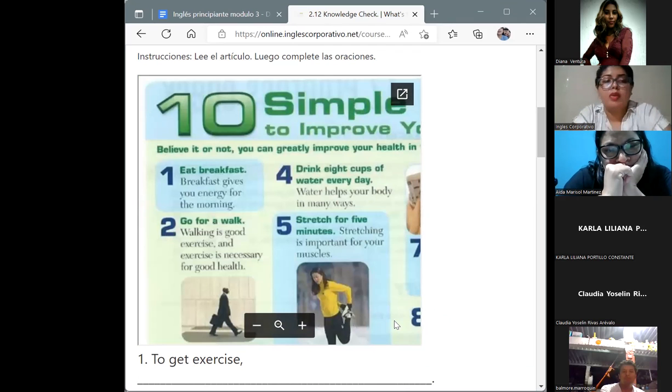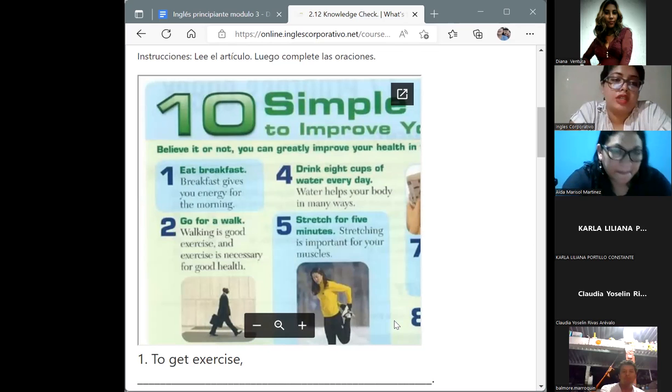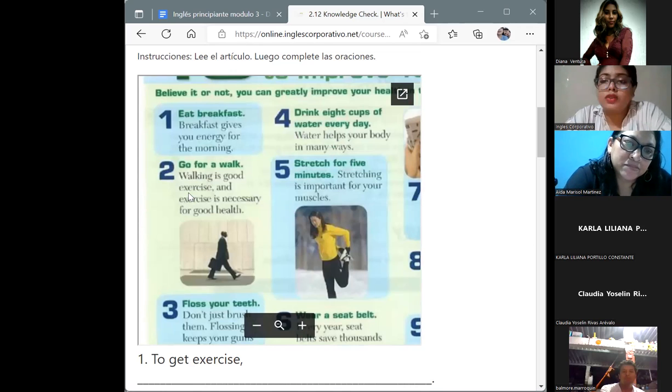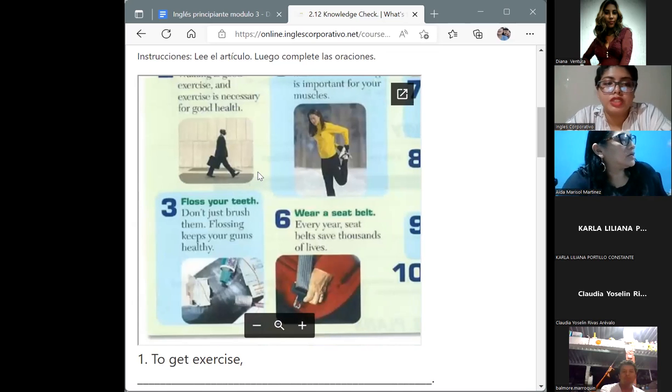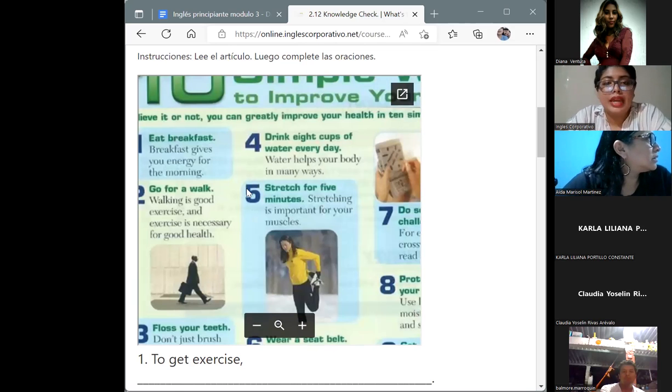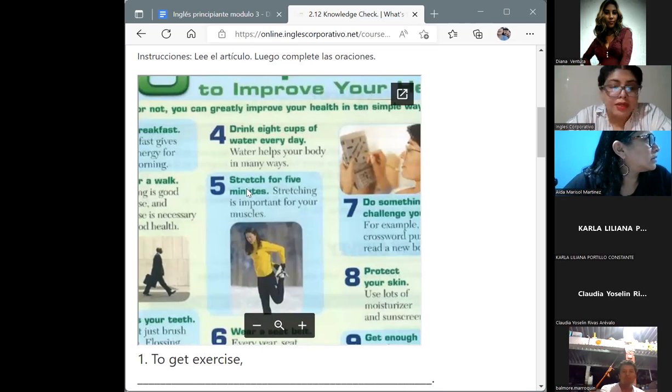Number one, eat breakfast. Breakfast gives you energy for the morning. Number two, go for a walk. Walking is good exercise, and exercise is necessary for good health. Number three, floss your teeth. Don't just brush them. Flossing keeps your gums healthy. Number four, drink a cup of water every day. Water helps your body in many ways.